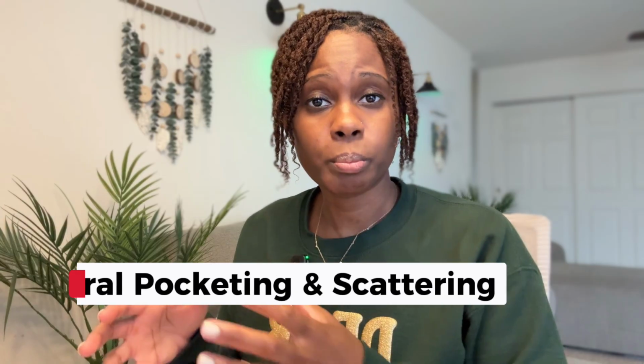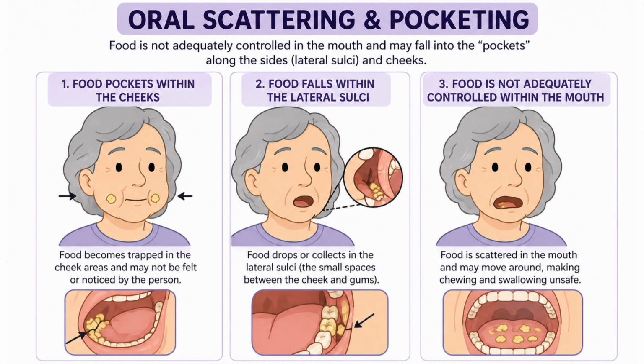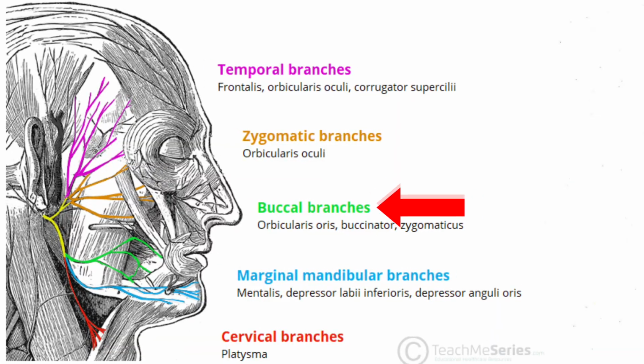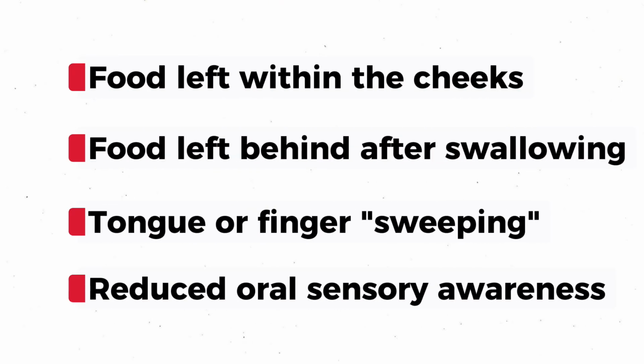Another issue is oral pocketing and scattering. This is when food collects in the cheeks, falls in the lateral sulci, or is not adequately controlled within the mouth. This may be due to weakness of the buccinator muscle and/or poor lingual control. The buccinator is controlled by the facial cranial nerve, and the tongue is controlled by the hypoglossal cranial nerve. The symptoms that you may see are food collecting in the cheeks, food left behind after swallowing, needing to sweep the mouth with the tongue or finger, and reduced awareness that residue is still in the mouth.